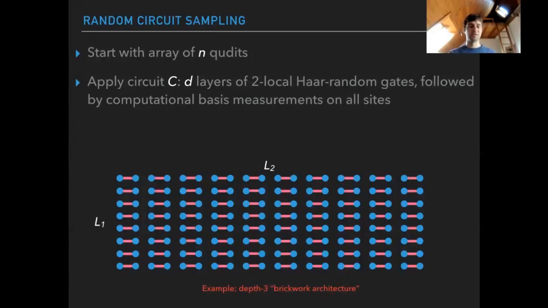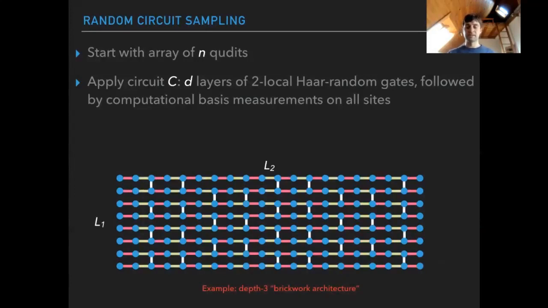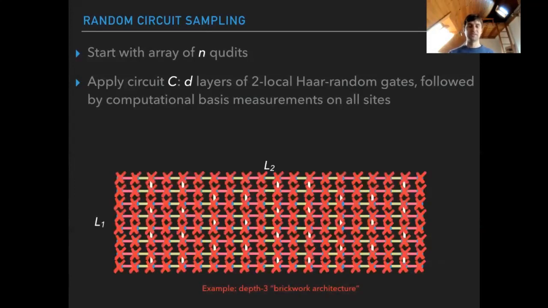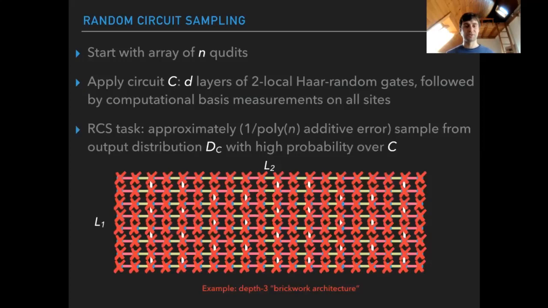So looking at the cartoon on the bottom, we can imagine these red lines represent the first layer of gates, second layer, third layer. And actually, this pattern of gates that I just implemented is known as a brickwork architecture, and it will be the main architecture I'll be focusing on in this talk. So after we perform those gates, all of the sites are measured, represented by the red X's. Okay, so what is the actual computational task? So the computational task is to at least approximately generate samples from the appropriate output distribution, call it D sub C, corresponding to the realized random circuit C. And this should be done with high probability over the realization of random circuit.